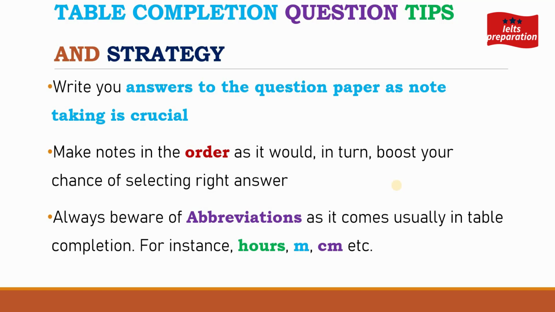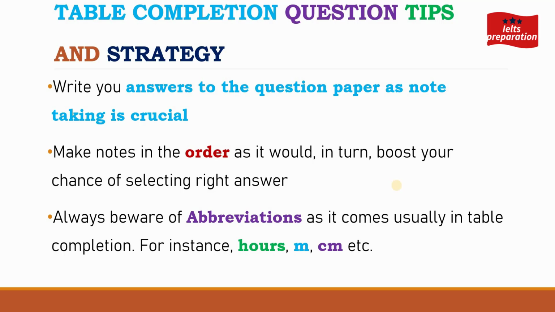For example, you have 5 questions from 11 to 15, so try to take notes separately for question number 11, then for 12, then for question number 13, then 14, and then lastly 15. So write down your notes in order so then you will be able to pick the right answer from your notes for each question.